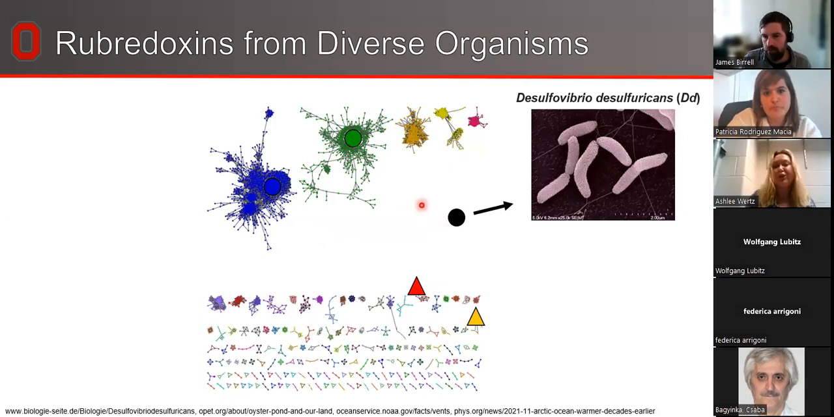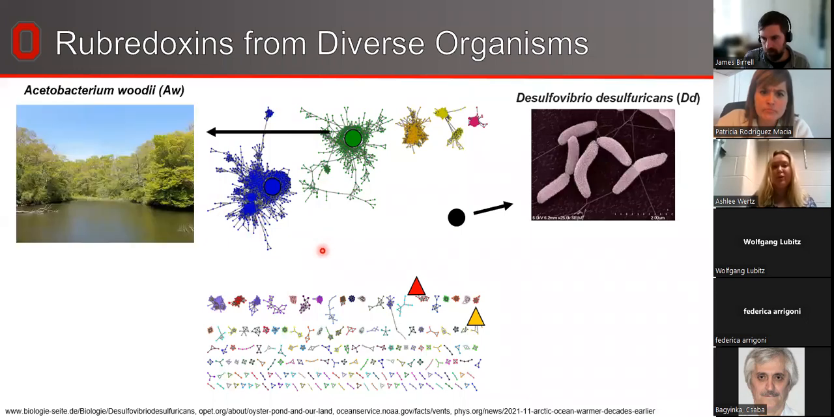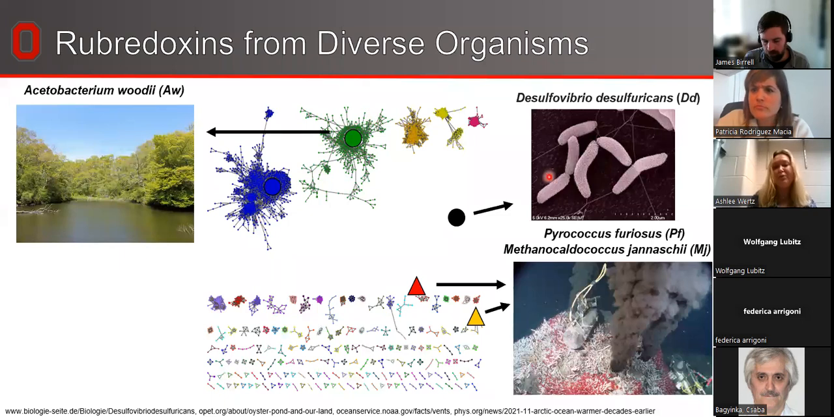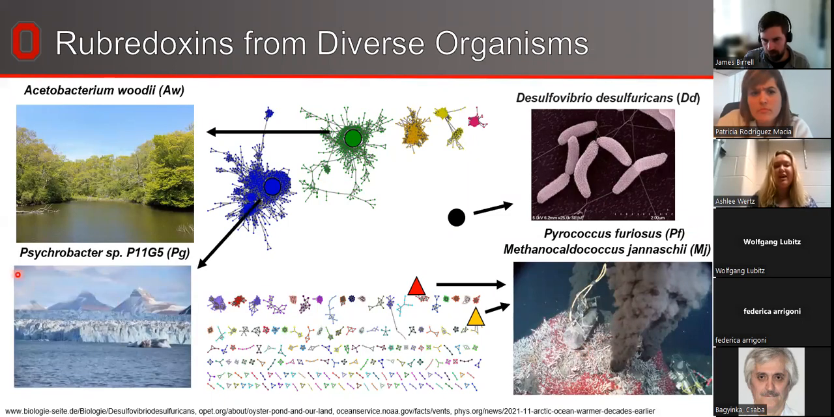Up until this point, our group has used the rubredoxin from the sulfate-reducing bacterium Desulfovibrio desulfuricans. In order to find new rubredoxin variants to study, I generated a sequence similarity network here, where each point on the graph represents a rubredoxin sequence, and they're connected if their sequence similarity exceeds a certain threshold. By using this tool, we were able to find another rubredoxin from a mesophile, 2 from hyperthermophilic archaea, and 1 from a psychrophile.